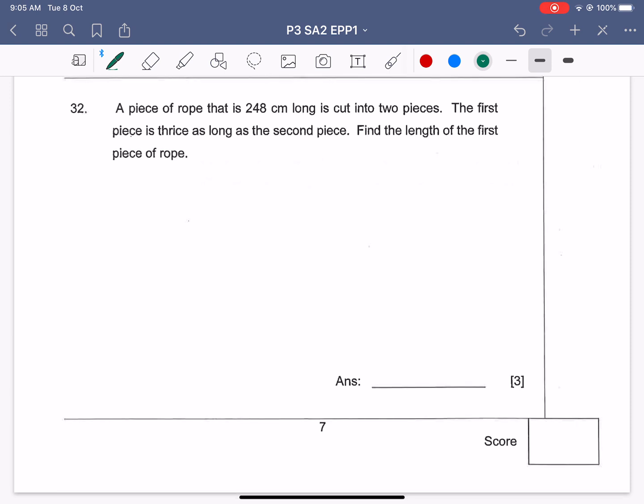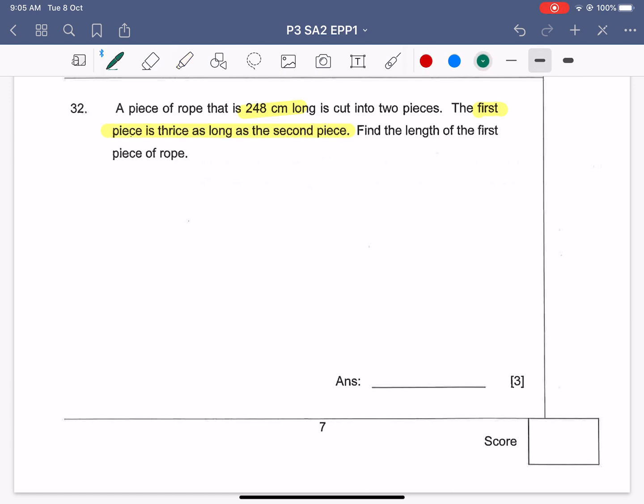Now, this 32 says that you have got a rope. And this rope is 248 centimeters long. It's been cut into 2 pieces. Now, this person didn't cut it into 2 equal parts. Okay, in fact, the first part is 3 times as long as the second piece.